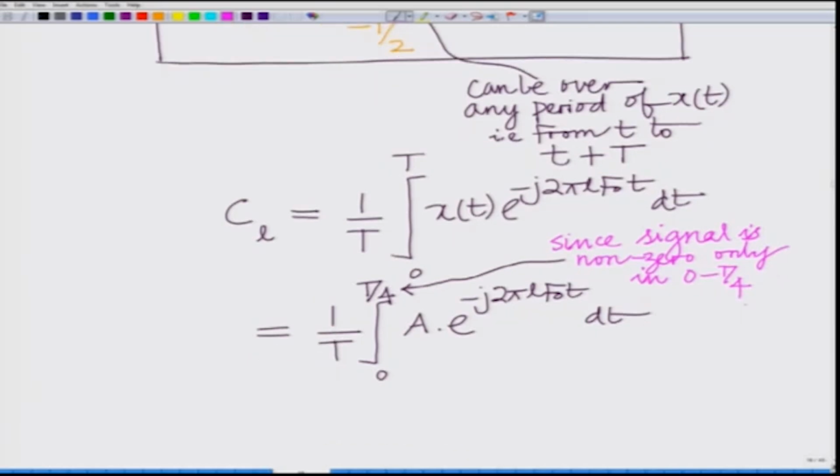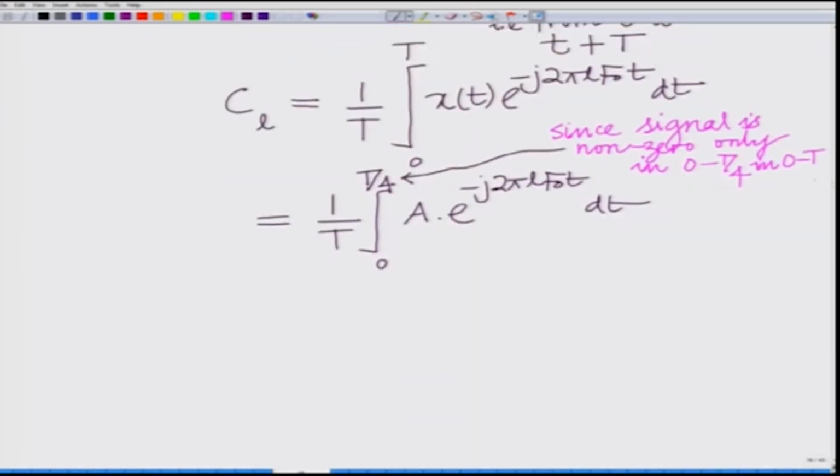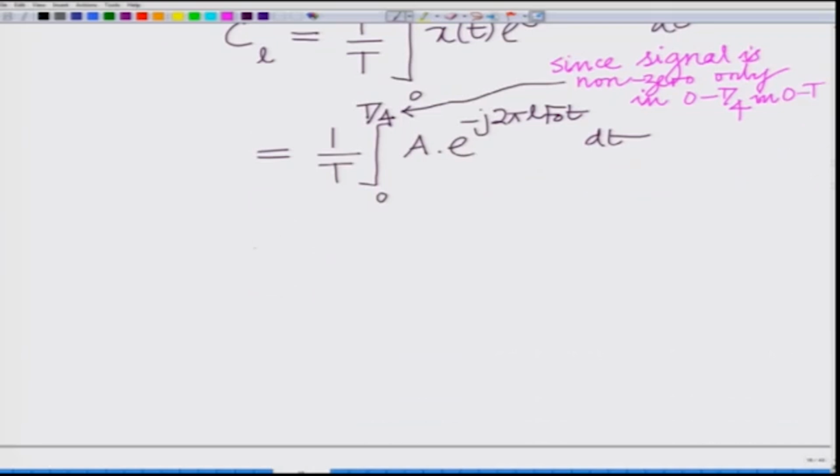Only in 0 to T by 4, that is 0 to T by 4 in the period 0 to T. And now A is a constant, so I can bring it outside the integral. So, this is A over T integral 0 to T by 4 e to the power of minus j 2 pi L f naught t.